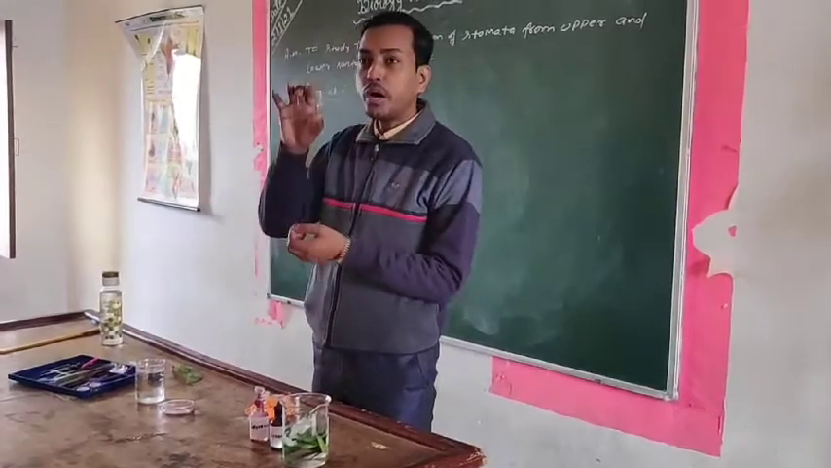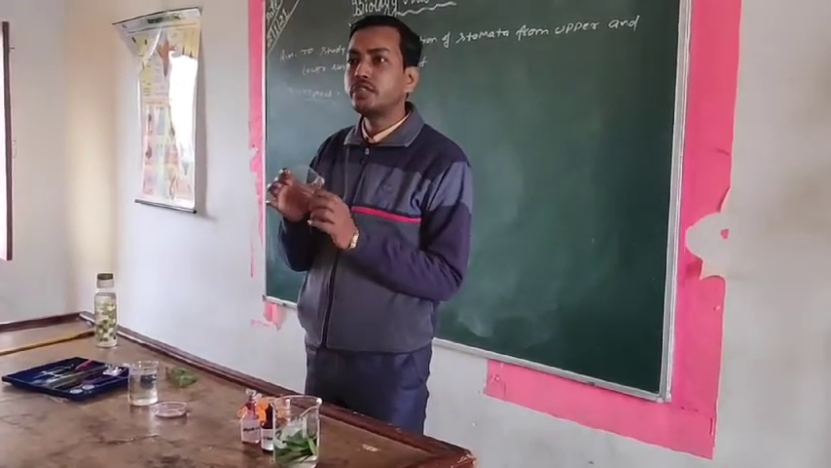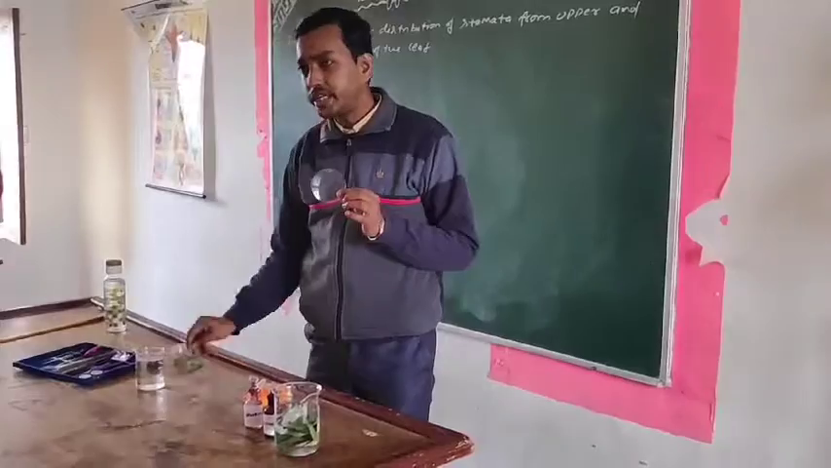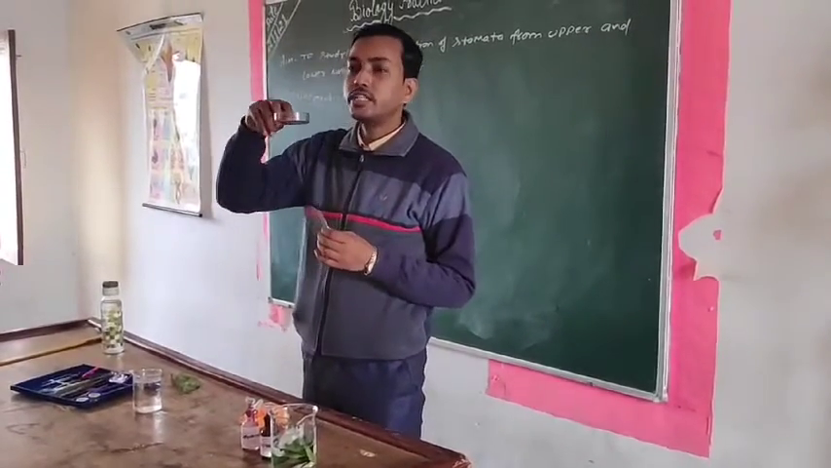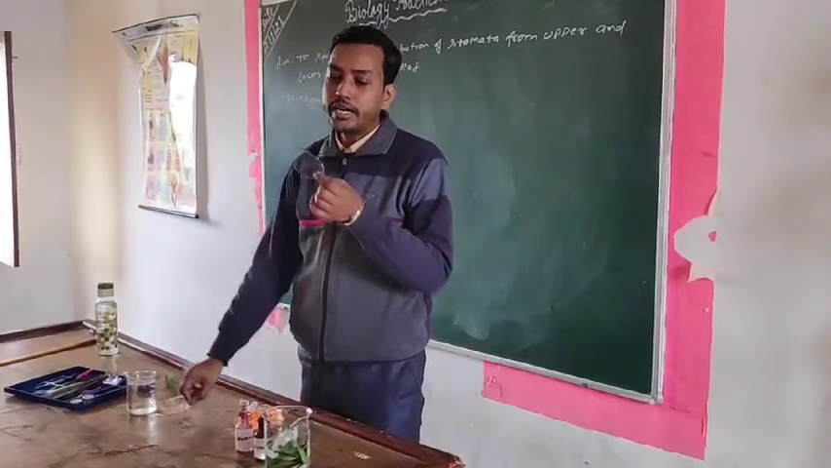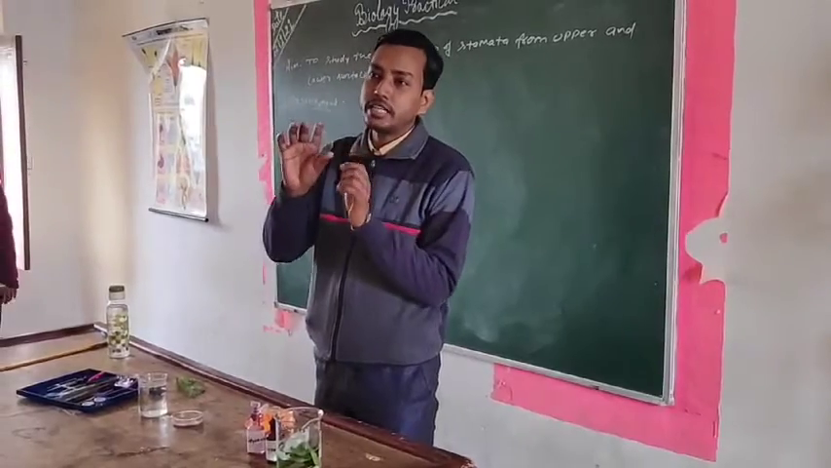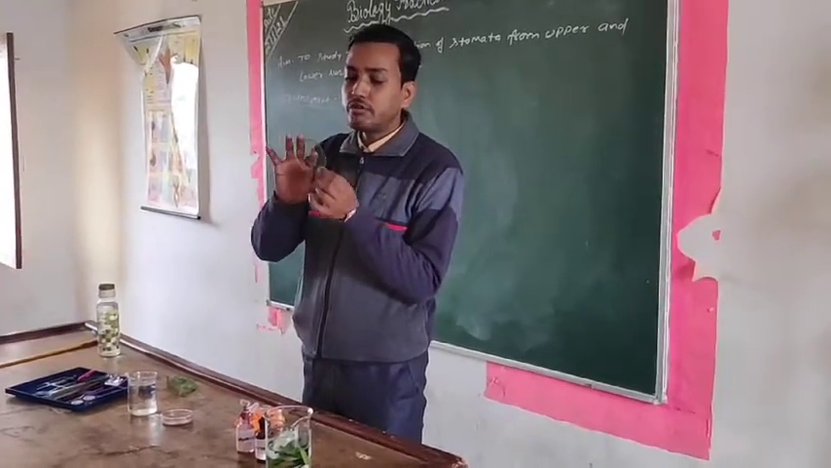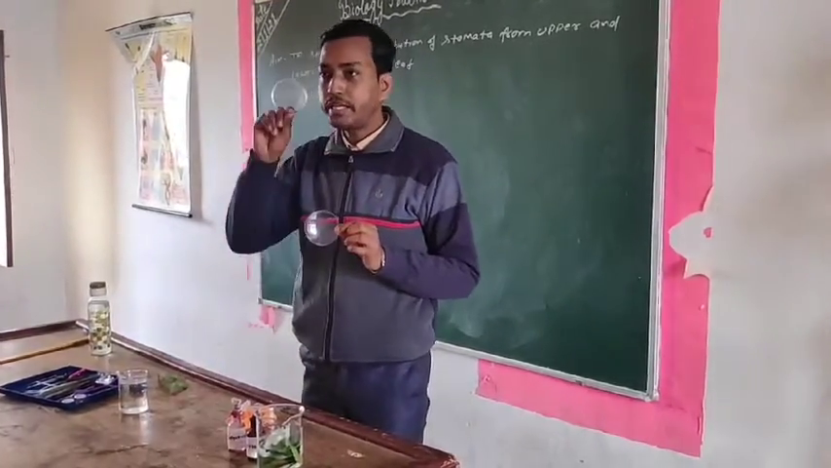This is the watch glass. Many students are confused regarding the watch glass and the petri dish. A petri dish is just a bowl-like structure and a watch glass is just a disc-like structure. Keep in mind, this is the watch glass and this is the petri dish.